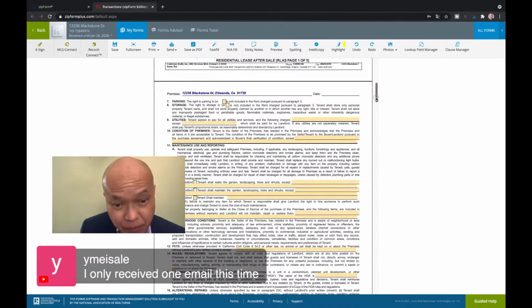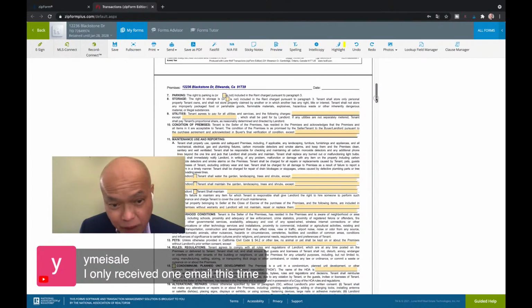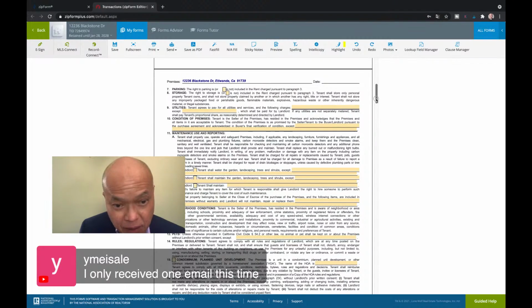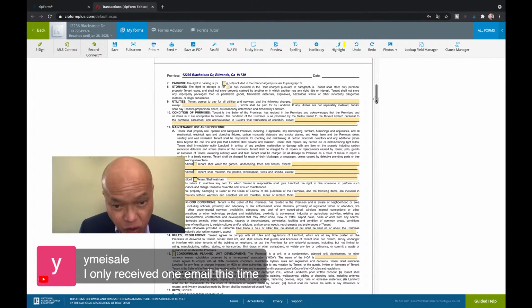Number 7, parking. So you specify whether parking is included or not. Storage, you specify whether storage is included or not. Now, in most cases, you can just use the default provision. You don't have to change anything in number 7 and 8. Certainly, it's a house where the seller occupies. He's already occupied certain parking spaces, and he's already using certain areas for storage. So none of this really matters at the moment. But there could be exceptions. If there is an exception, then you have to specify it. Otherwise, just use the default.